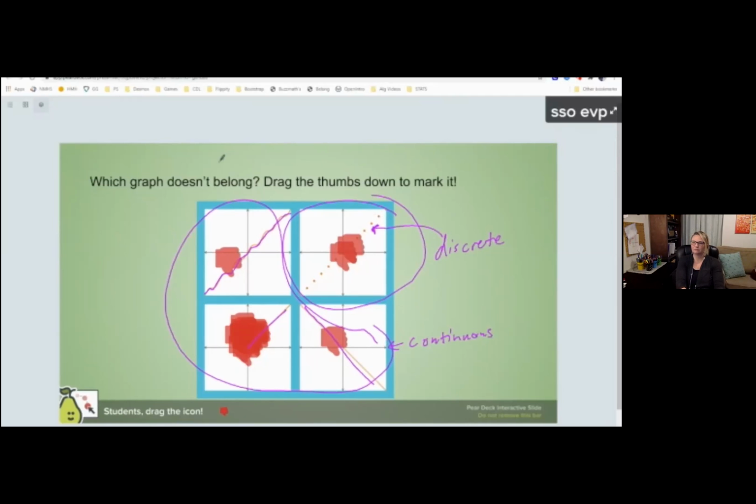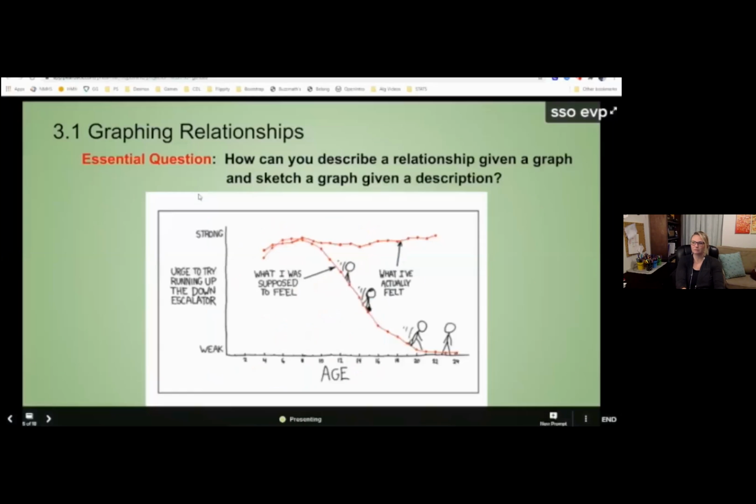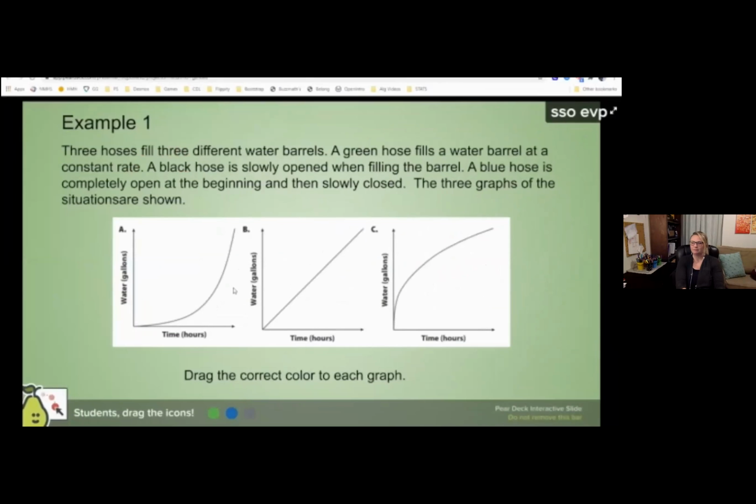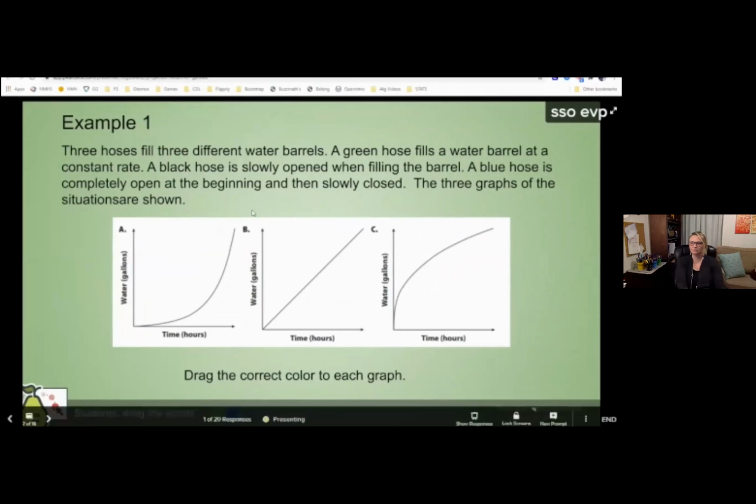We're going to see some difference between discrete and continuous today because we are jumping into 3.1. All right, so we saw the screen yesterday, but how can you describe a relationship given a graph and sketch a graph given a description? So this is our focus for today. Hop back into your Pear Deck because you're going to do a drag option here. 3 hoses fill 3 different water barrels.